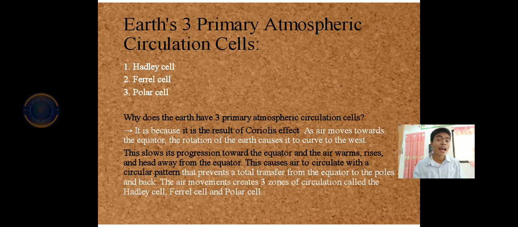And why does the Earth have three atmospheric circulation cells? It is because it is the result of the Coriolis effect. As air moves towards the equator, the rotation of the Earth causes it to curve to the west. This slows its progression toward the equator, and the air warms, rises, and heads away from the equator. This causes air to circulate in a circular pattern. This prevents a total transfer from the equator to the poles and back. The air movements create three zones of circulation called the Hadley cell, Ferrel cell, and polar cell. So it is very clear.